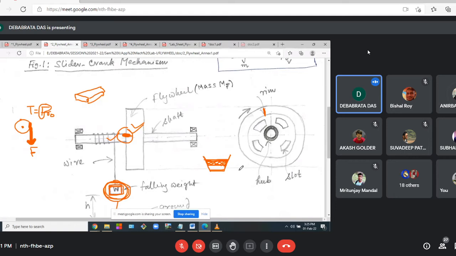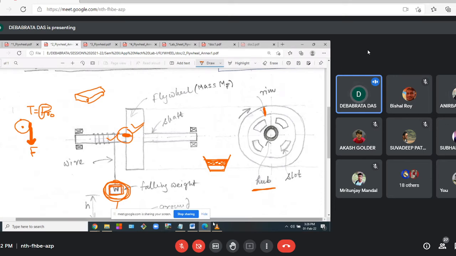Just remember that for the flywheel, this outer thick portion is called the rim, and this middle portion where the shaft is connected is called the hub. This is called the hub, where the shaft is connected. Okay, so now I am playing the video.